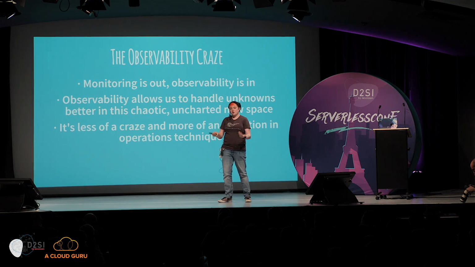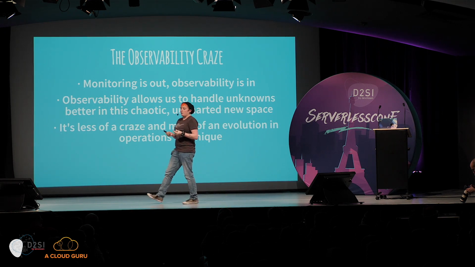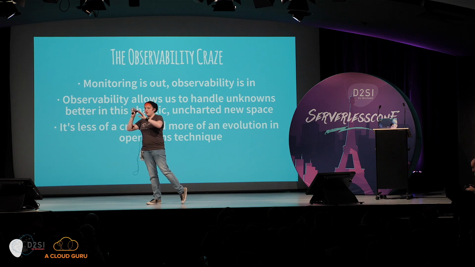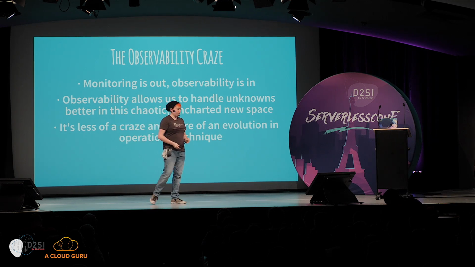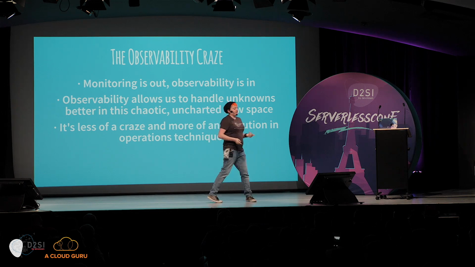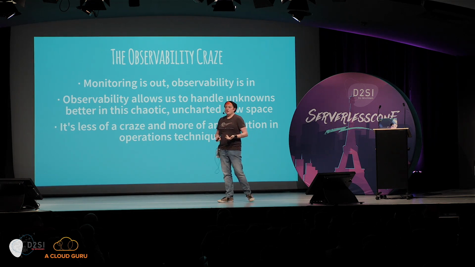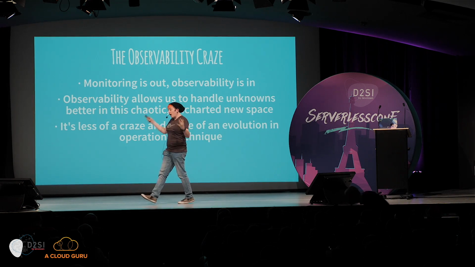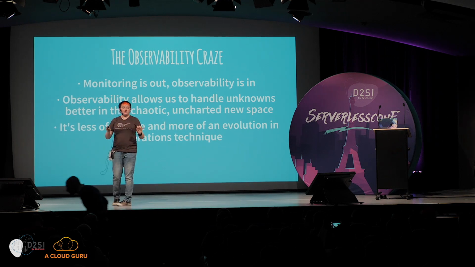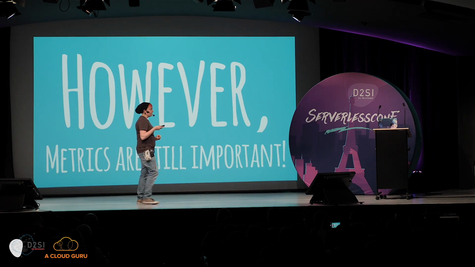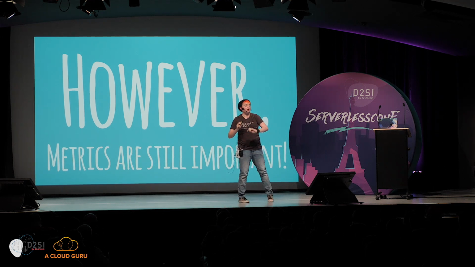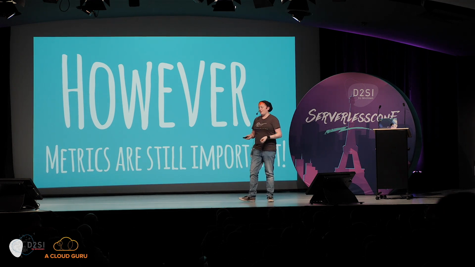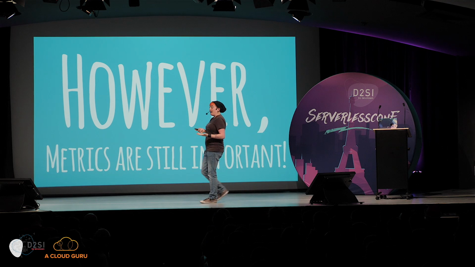And so a lot of those unknowns that we have problems with, we're able to start seeing them because we are observing the entire application instead of monitoring specific data points. It's less of a craze and more of an evolution in operations technique to be able to see what's going on inside your entire architecture instead of focusing on those data points. However, metrics are still important. It is still important to keep track of those data points. You just also want that observability. You kind of have to balance out the two.